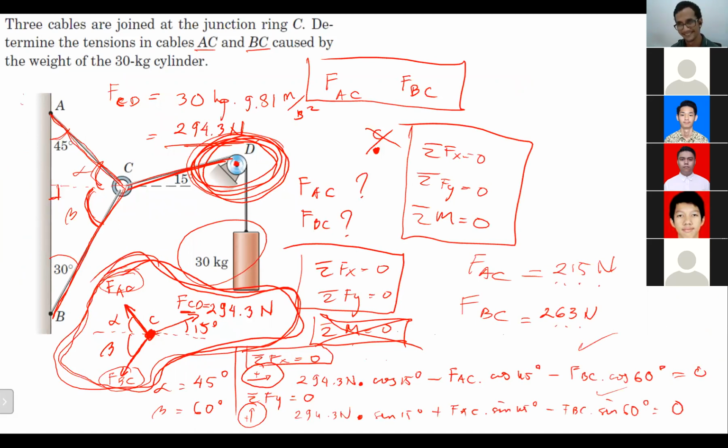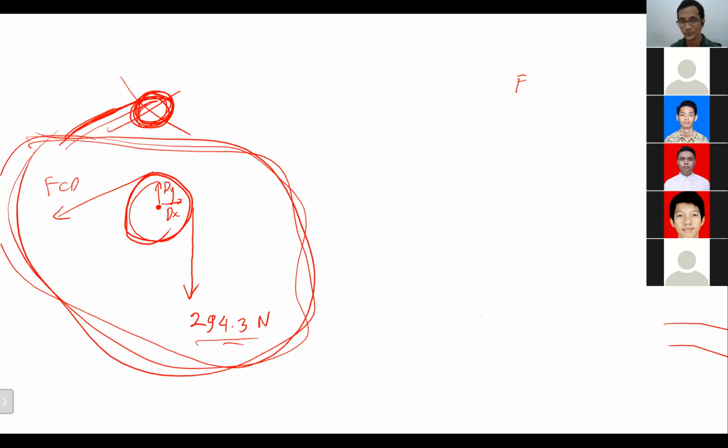Oh, I see. Yes, sir. Okay, so it's the reaction force. Dx and dy is actually the reaction force because of the 30 kilograms, this one. Yes, sir, so there must be a reaction force. Yep, the reaction force at the pin is dx and dy.